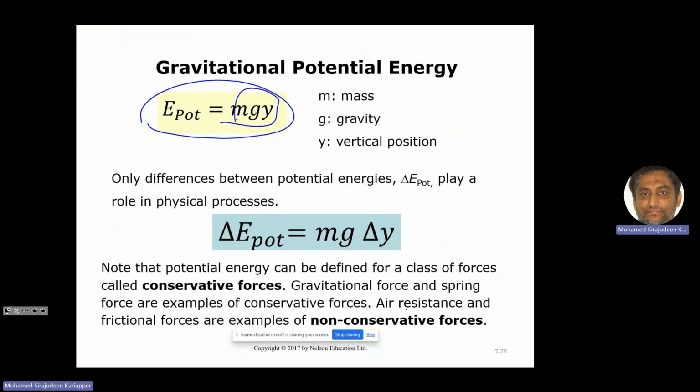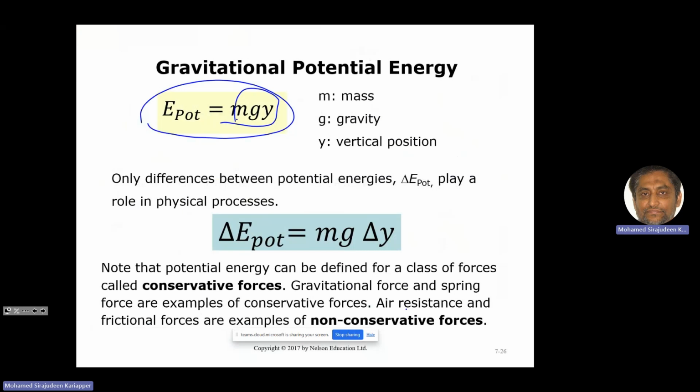M is the mass of the object. G is the acceleration due to gravity, which in SI unit is 9.8 meter per second squared. And Y is the position of the object relative to the Earth, because Earth is the one providing the gravitational force. So you can put the Y equal to 0 relative to the Earth. It can be anywhere, it can be on the surface of the Earth or maybe at the center of the Earth. It doesn't really matter.